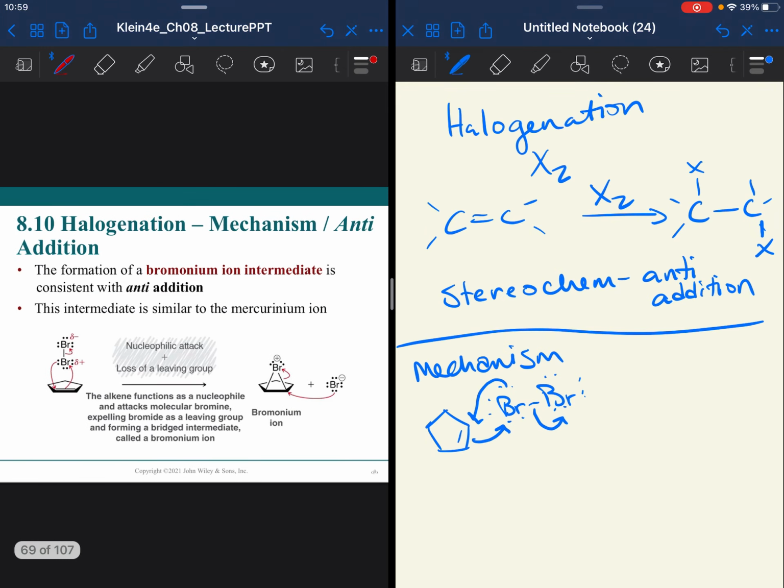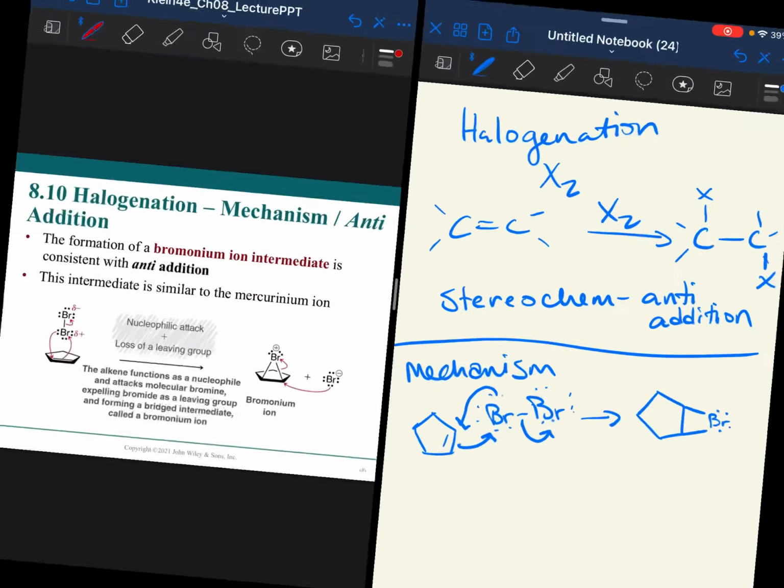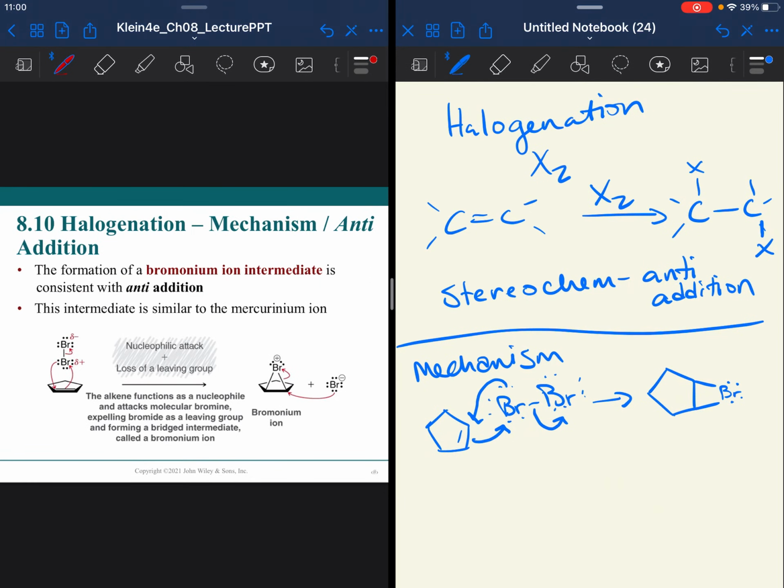What we actually get is this cool little triangular intermediate. It's called a halonium ion, or in this case, bromonium ion if we're using bromine. And so you wind up making 2 bonds to that bromine ion. This keeps it from rearranging. You have a plus charge on the bromine. All of the carbons are happy, and then you have a bromide ion.